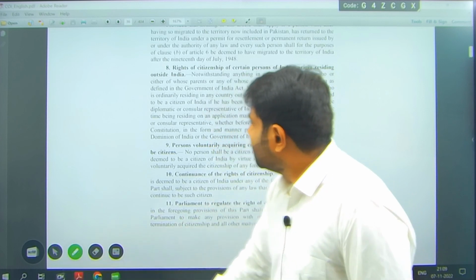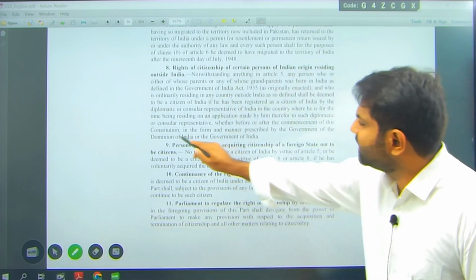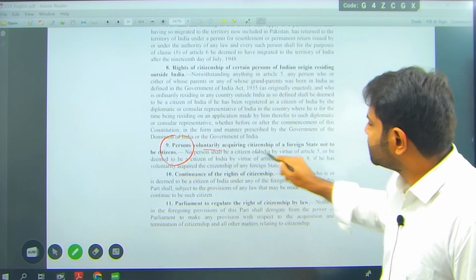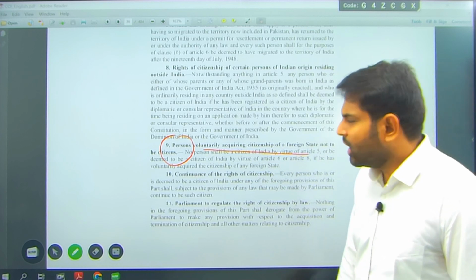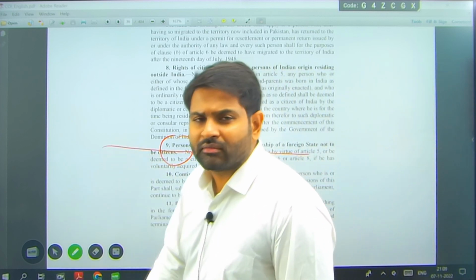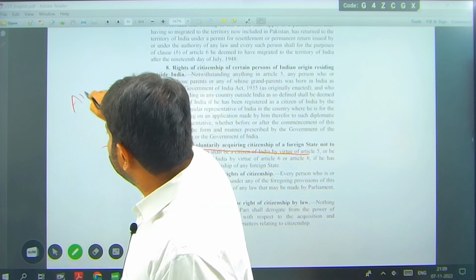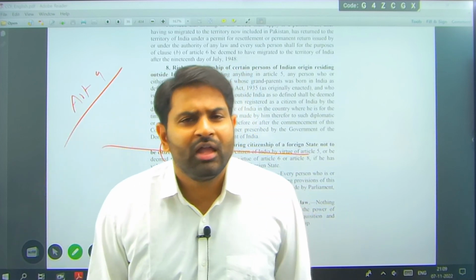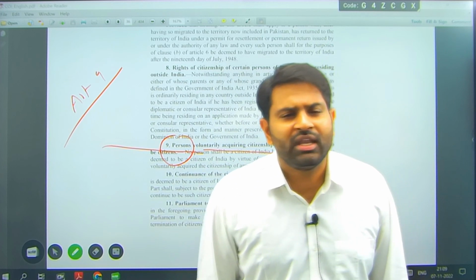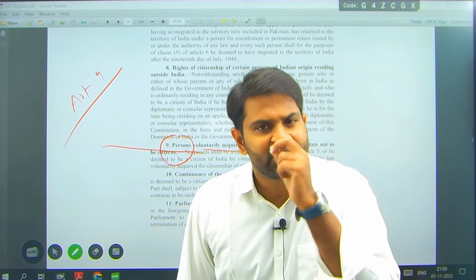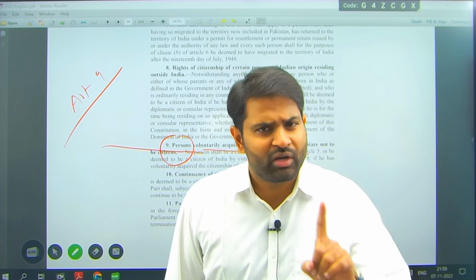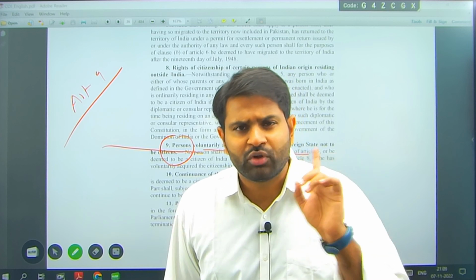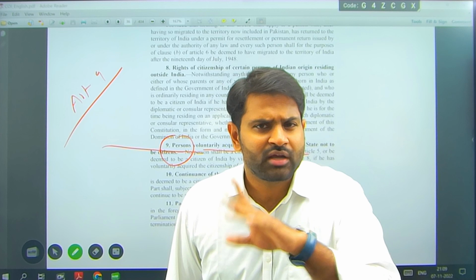Article 9 is very important. Persons voluntarily acquiring citizenship of a foreign state not to be citizens. Article 9 is saying that if an Indian citizen is acquiring any foreign citizenship, automatically his Indian citizenship will be lost. Right? We cannot have the concept of dual citizenship. We have only single citizenship. There is no concept of dual citizenship.